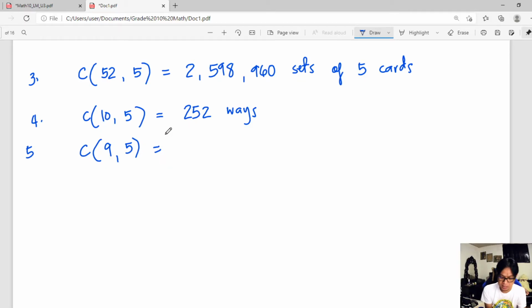So, that is combination of 9 taken 5 at a time. So, the answer is 126 ways.